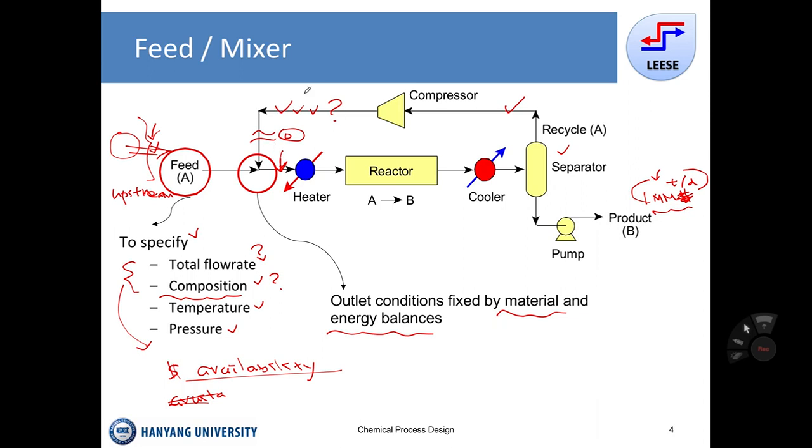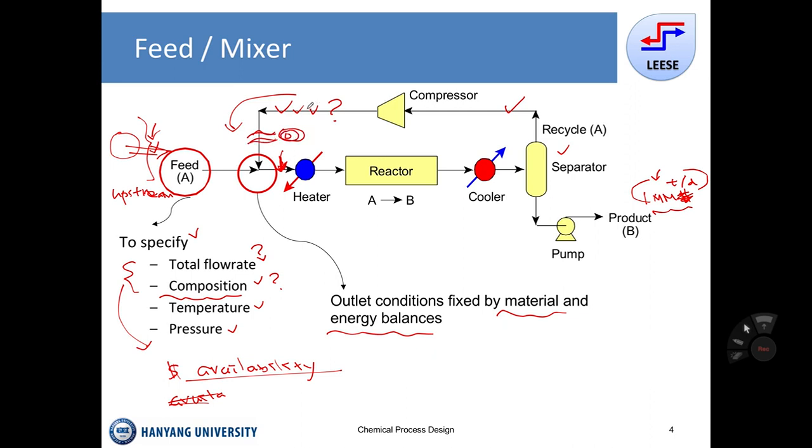Then reflect the actual recycled flow rate and composition from the separator, followed by the compressor. Then apply the material and energy balance. So then this condition is not going to be the same as the previous case, because in the first case, we took this one as 0.